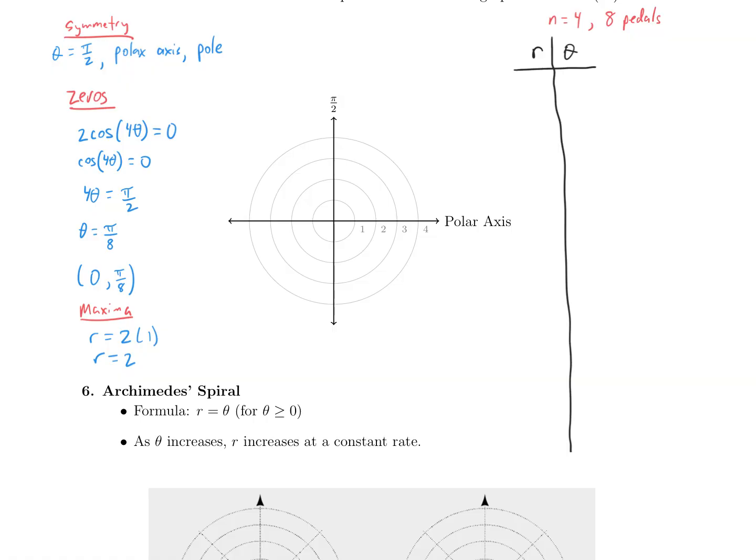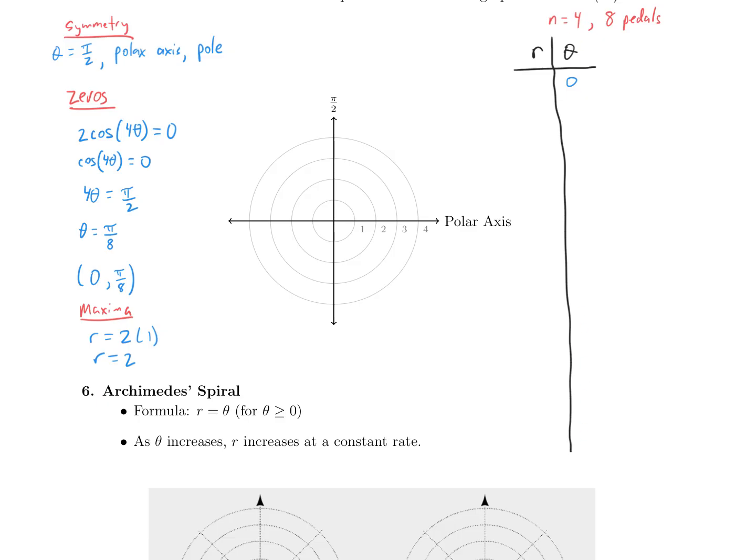Let's go ahead and start with 0 like we always do, and then we're gradually going to increase our theta. Because of the zeros occurring at pi over 8, you want to make sure that you're going up by pi over 8 each time. So this is a great strategy. You're going to go pi over 8, 2 over 8, 3 over 8, 4 over 8, etc., all the way until you get to 2 pi. That's the benefit of finding the zeros, because it tells you how much to increase your theta by each time.